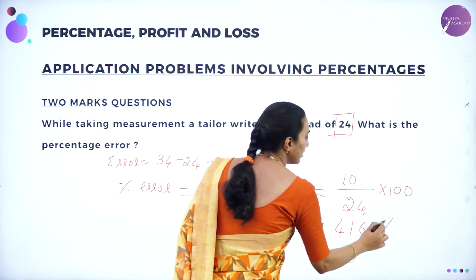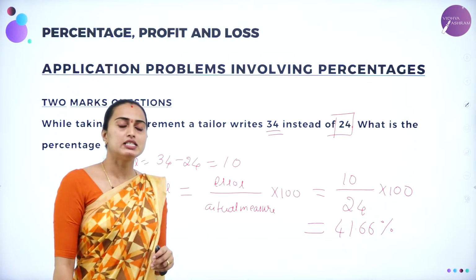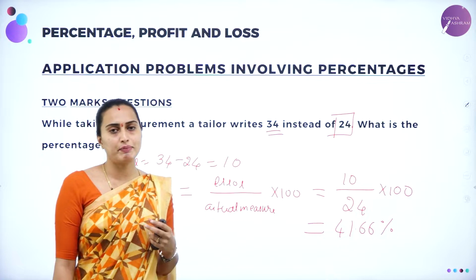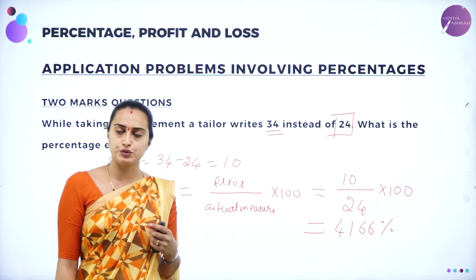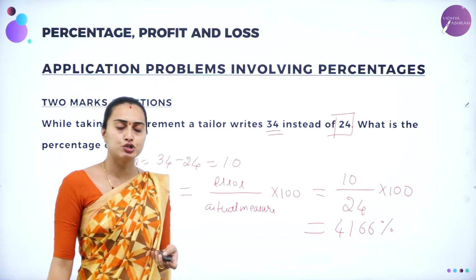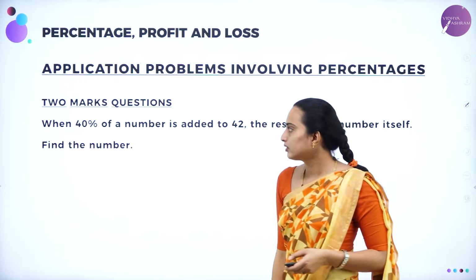What you need to do, dears, is put a percentage. So 41.66 percentage will be the percentage error when he takes the measurement of 34 instead of 24. I think you understood this problem. Very easy to score 2 marks, isn't it? We'll move on to the next type of problems.